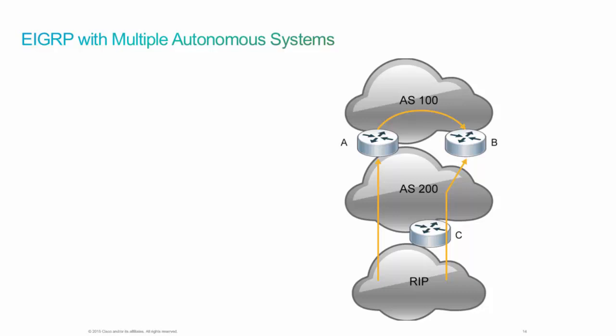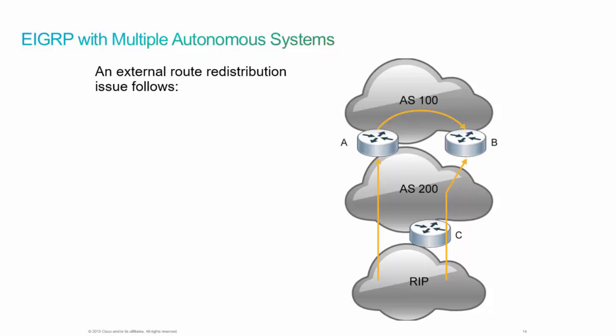Sometimes folks will use multiple EIGRP autonomous systems as a scaling technique. The rationale behind this is that they're going to limit the scope of queries to a single EIGRP autonomous system, but there are actually some issues that we run into with this.